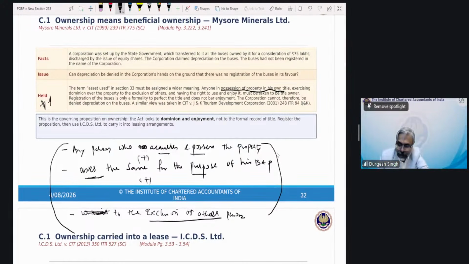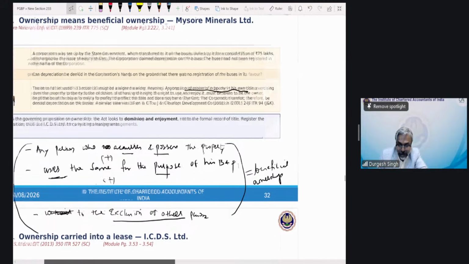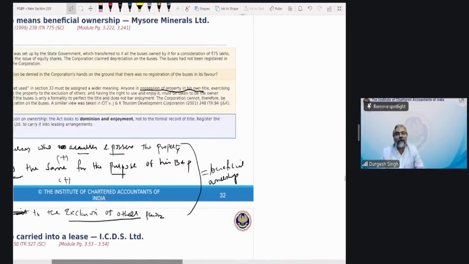Another word, students, that they use frequently for this is beneficial ownership. This is another term which is very popularly used: beneficial ownership.